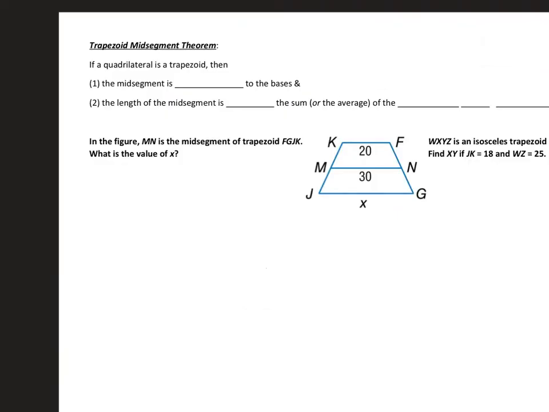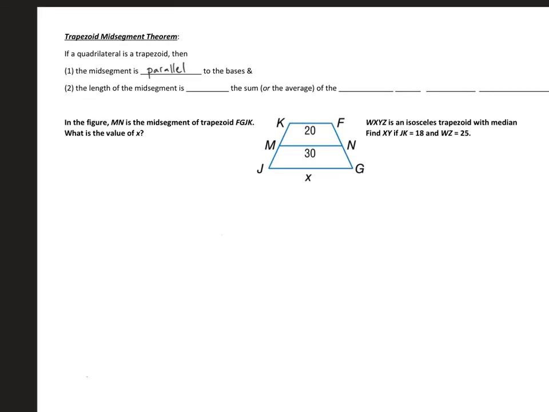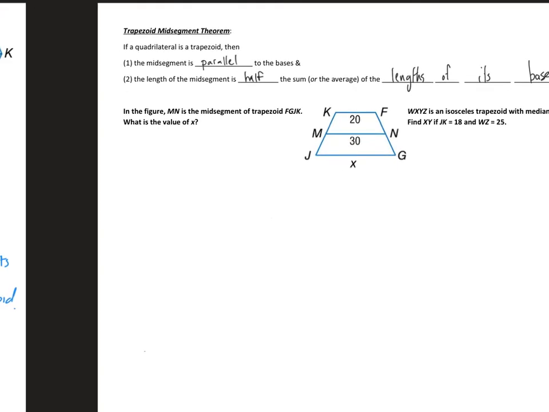So here's our theorem in short. It says if a quadrilateral is a trapezoid, then the midsegment is parallel to the bases. And the length of the midsegment is half the sum, or the average, of the lengths of its bases. So here in the figure, MN is the midsegment of my trapezoid FGJK. What is the value of X?